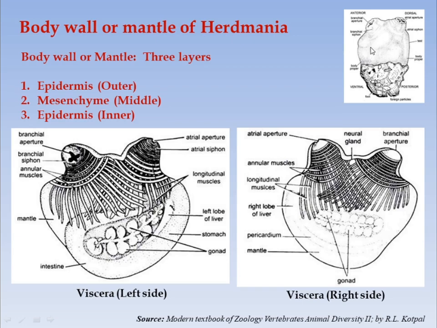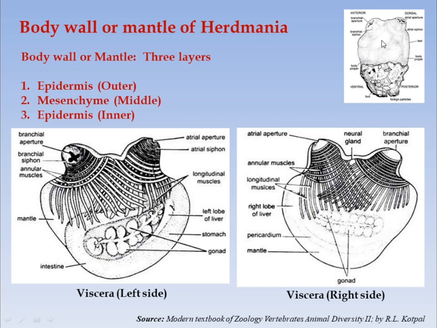As we all know, the body of the Herdmania is divided into two body parts, that is the body proper and foot. So in the body proper part, which is the anterior part of the Herdmania, the mantle or body wall remains suspended below the test, and it remains attached only at the two regions of the body proper. The one is the branchial aperture, as you can see, and the other aperture is atrial aperture. Means जो mantle है वो दो region से ही यहाँ पे attach रहता है. Rest in the body it remains free.